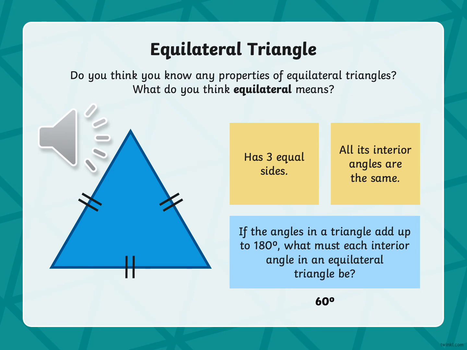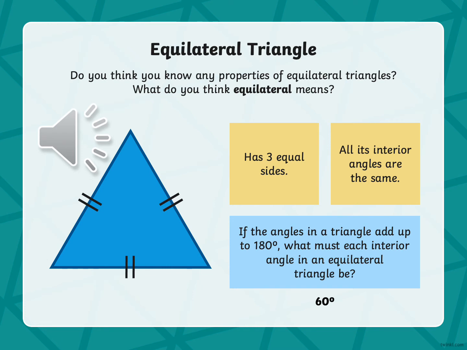So let's now look a little bit more in depth at the different types of triangles. The first triangle you're going to look at is an equilateral triangle. Okay, think of the name equilateral. What does that make you think of? Okay, equal. What is equal? An equilateral triangle has three equal sides. That word equal means they are the same. All its interior angles are the same. Okay, equal sides, equal angles, equilateral triangle.